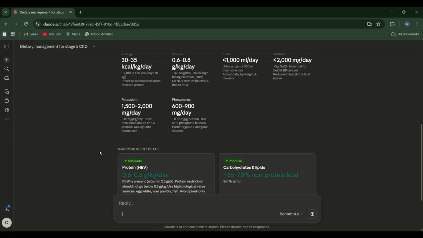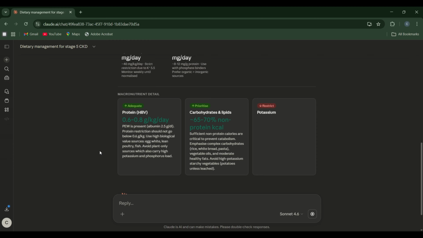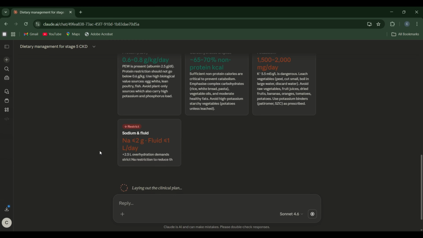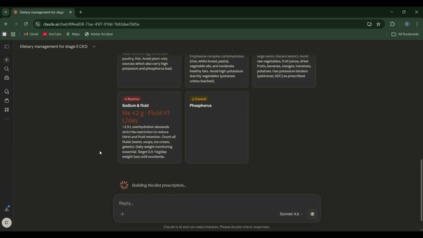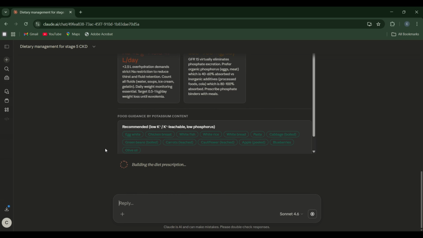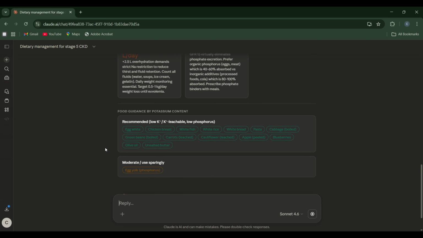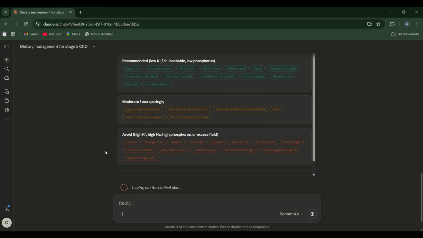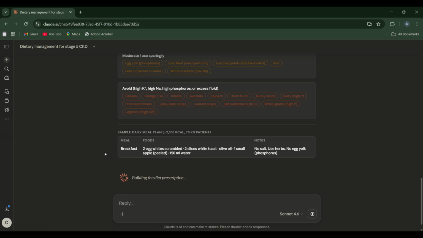For example, it highlights the need to balance protein restriction with the risk of protein energy wasting, the importance of controlling potassium due to arrhythmia risk, and the need for strict fluid and sodium management in a patient with significant fluid overload with near-absent renal fluid regulation. Also, it points out the following. In this CKD stage 5 patient, dietary management requires balancing competing priorities.